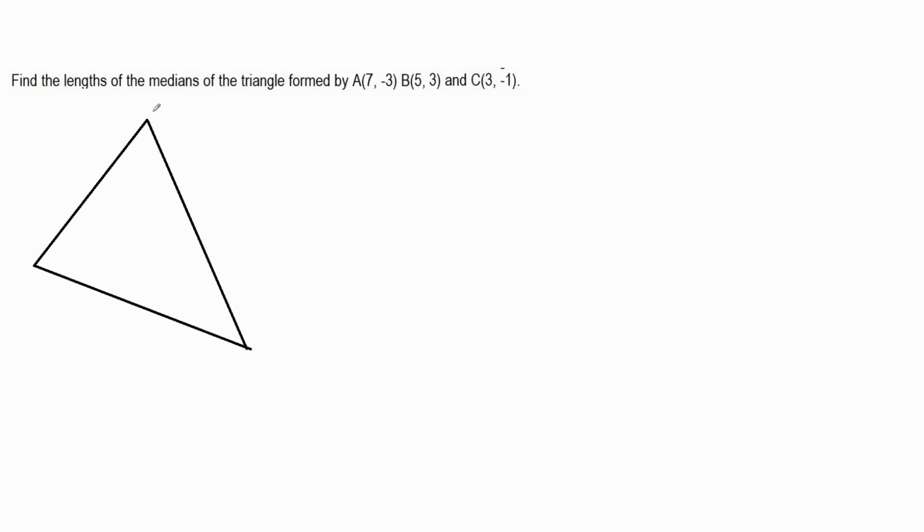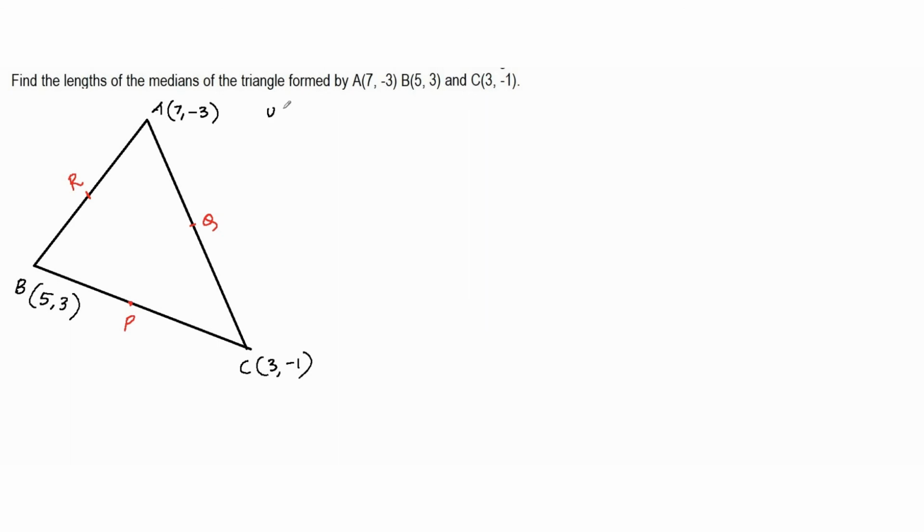So the vertices are A of 7, minus 3, B of 5, 3 and C of 3, -1. Now I want to find the lengths of the median. So if I want to draw the median from A, I should first locate the midpoint of BC, let that be P. I should locate the midpoint of AC, let that be Q, and then I should locate the midpoint of AB, let that be R.